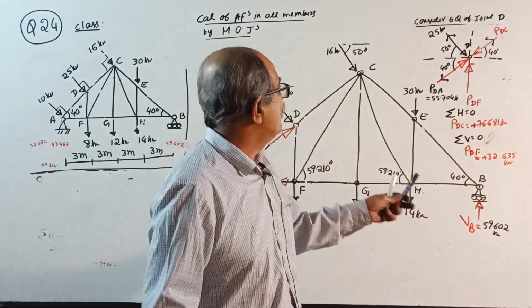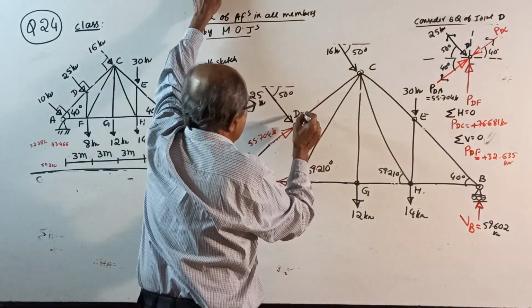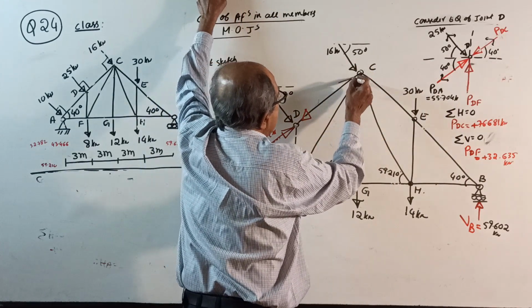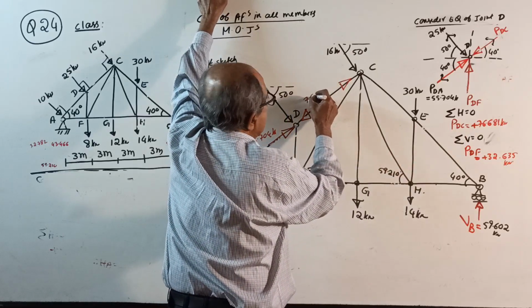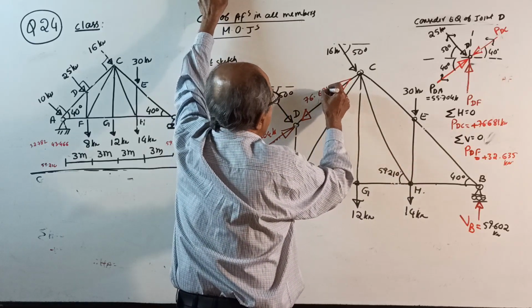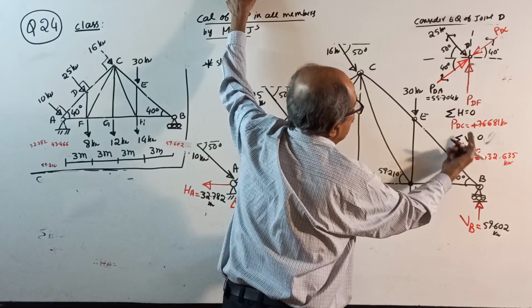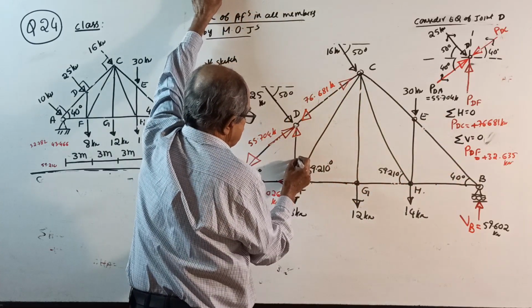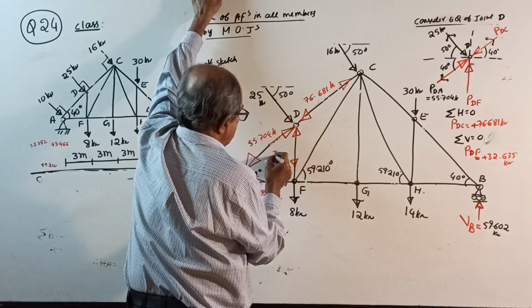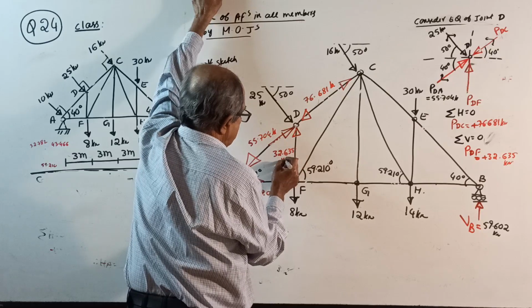So, I forgot one thing. Enter the value here. We took force like this. How much answer? 76.681 kilonewton. And this force upward, I'm not going to the joint, 32.635 kilonewton. This force over.